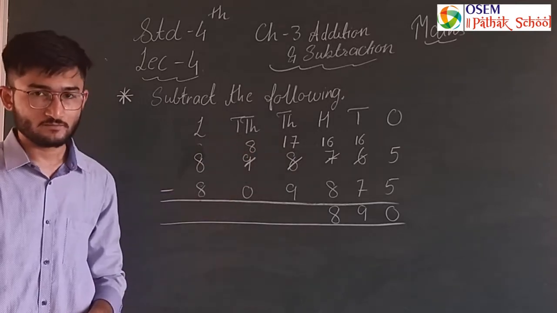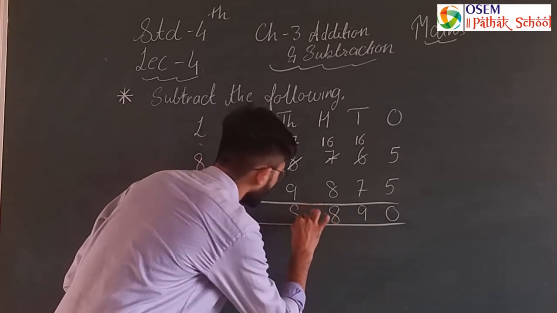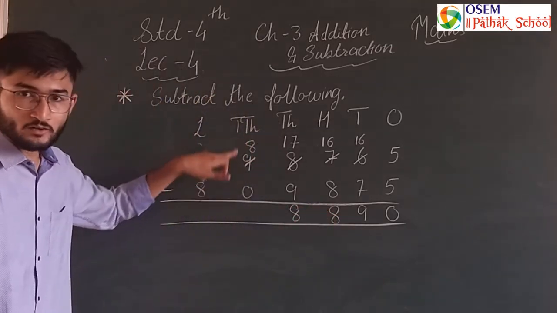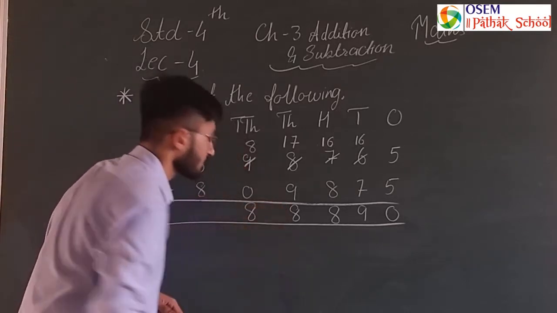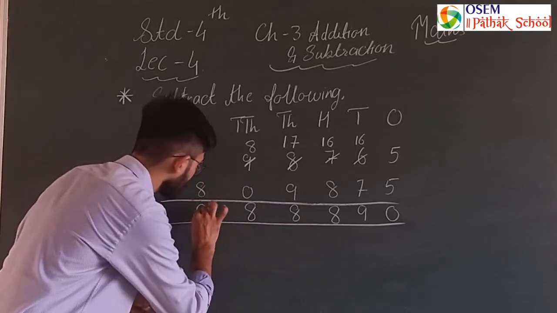17 minus 9 is 8. Okay, 8 and 0. 8 minus 0 is possible, so here it will be 8. Okay, here 8 and 8. So 8 minus 8 is 0.